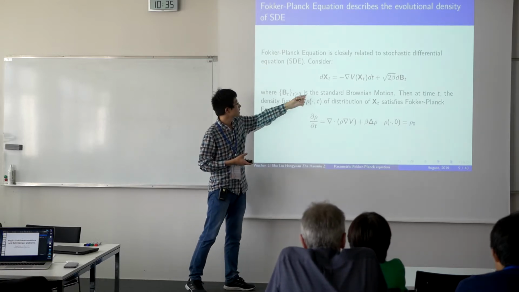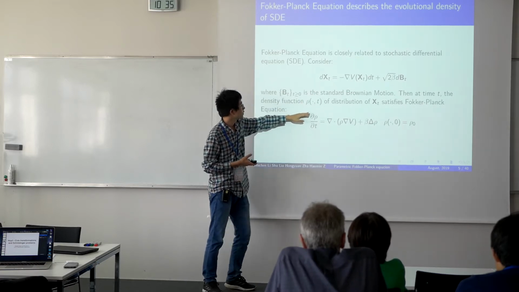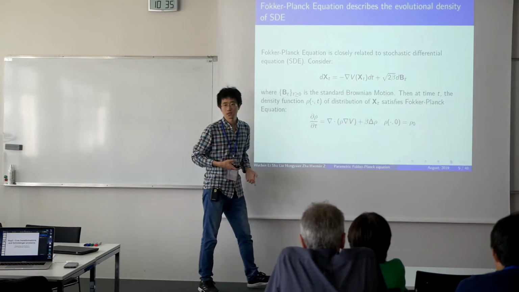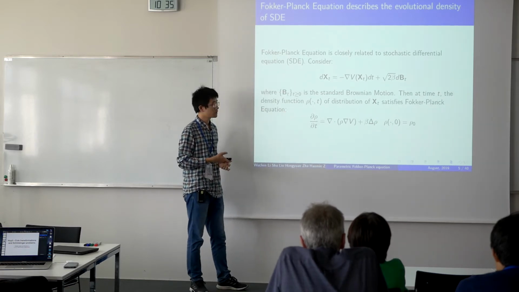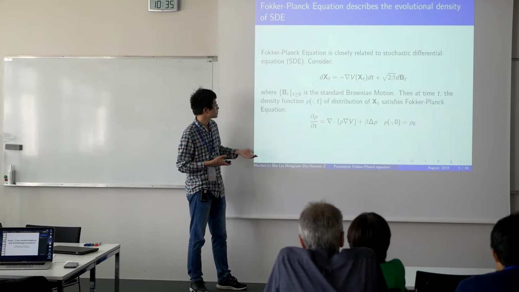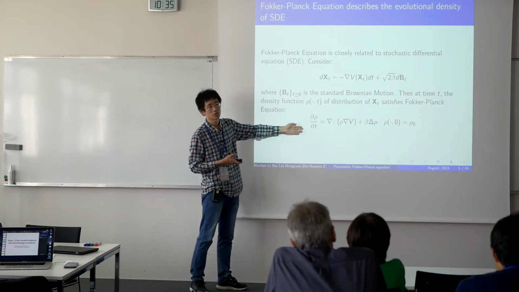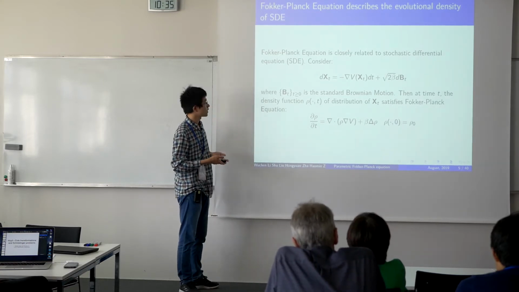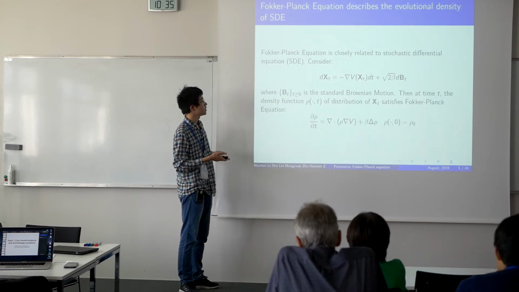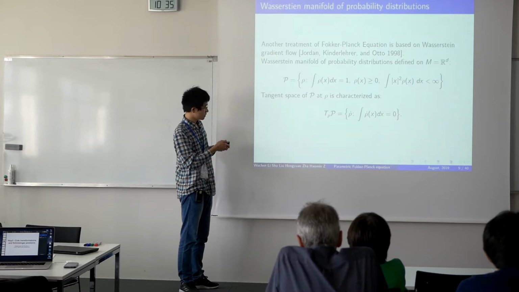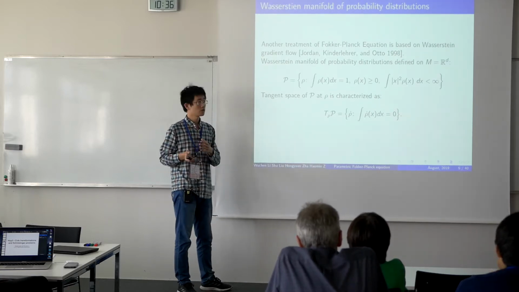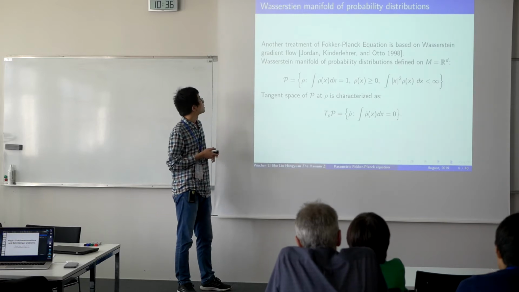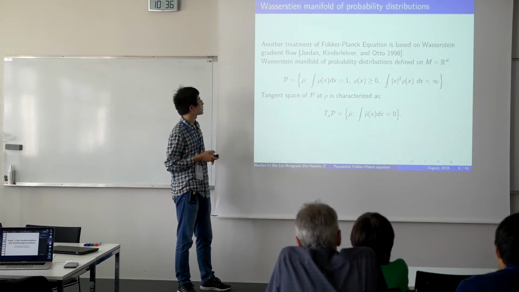And if you fix the time t and you consider the random variable X t, we denote rho x t as the distribution of the X t, then you can show that rho x t satisfies the Fokker Planck equation. So the Fokker Planck equation describes the distribution evolution of the SDE. But actually, our approach will use another perspective of Fokker Planck equation.